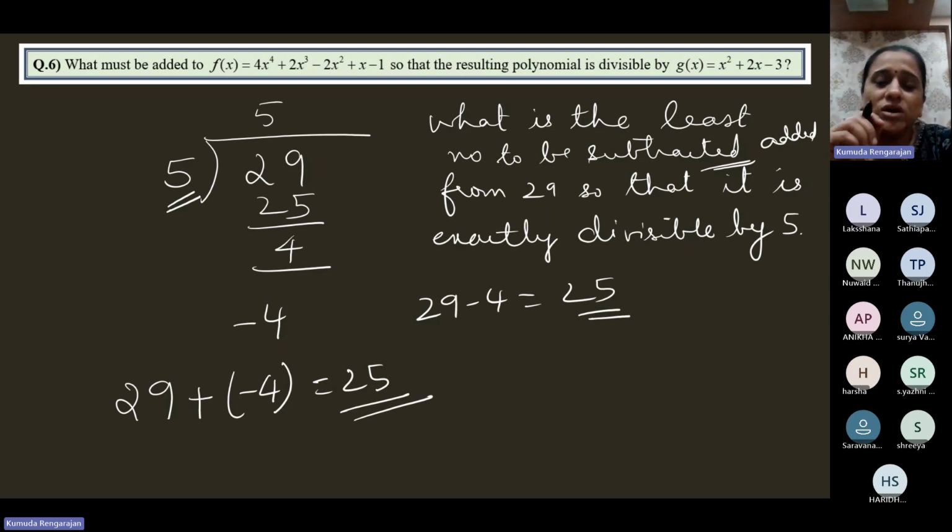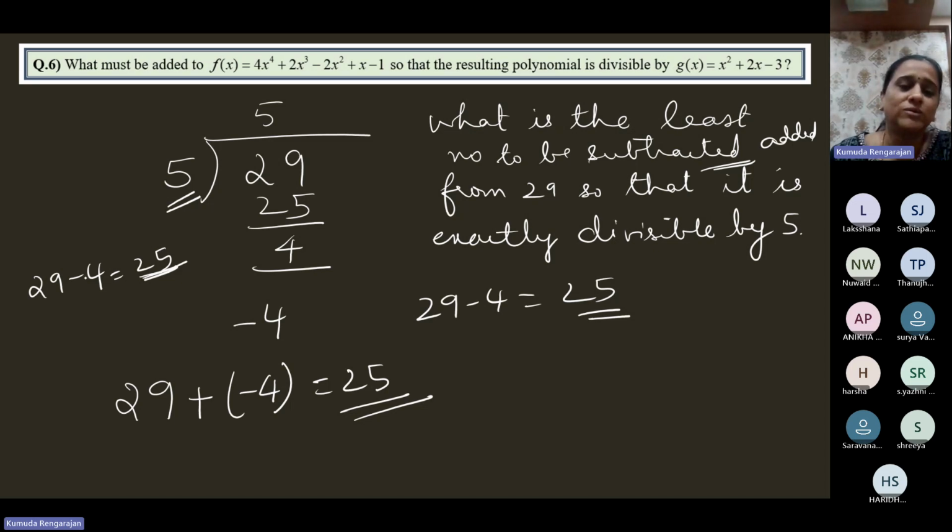So if the question is, what is the least number to be subtracted from 29 so that the resultant number, that new number, is divisible by 5? Then you should say, what's the remainder? 4. So 4 should be subtracted. So 29 minus 4, the remainder. The answer is 25. And now 25 is exactly divisible by 5.